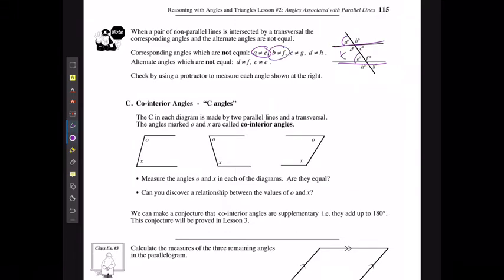B and F will not match up, C and G will not match up, D and H will not match up, D and F will not match up, and C and E will not match up for the alternate angles because these two lines are not parallel. And if I check it with a protractor, it's true.